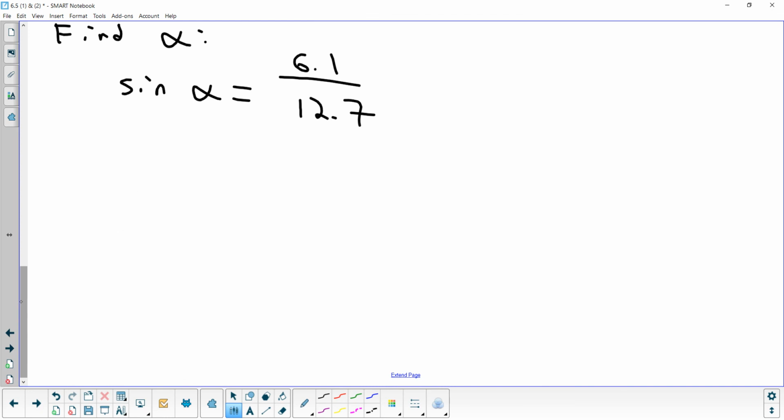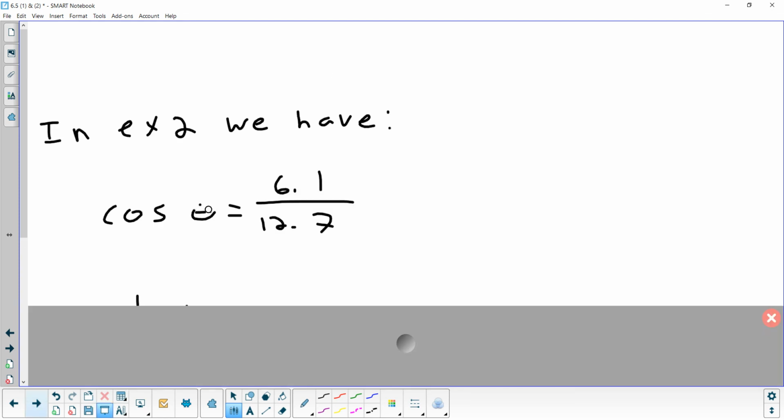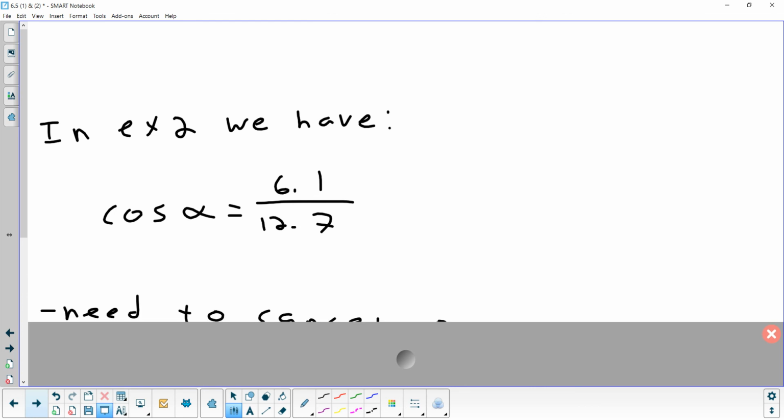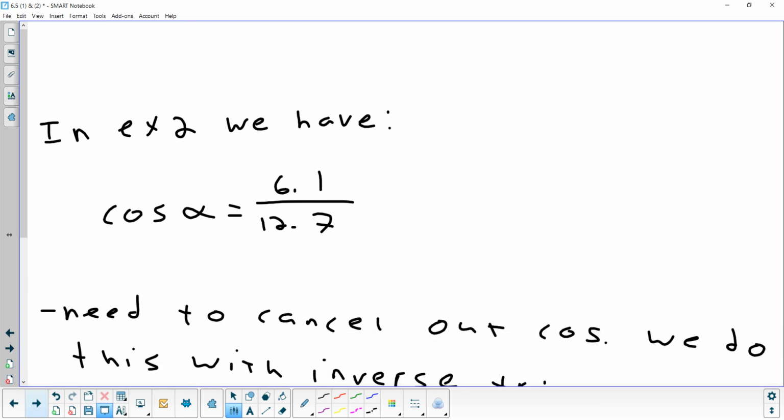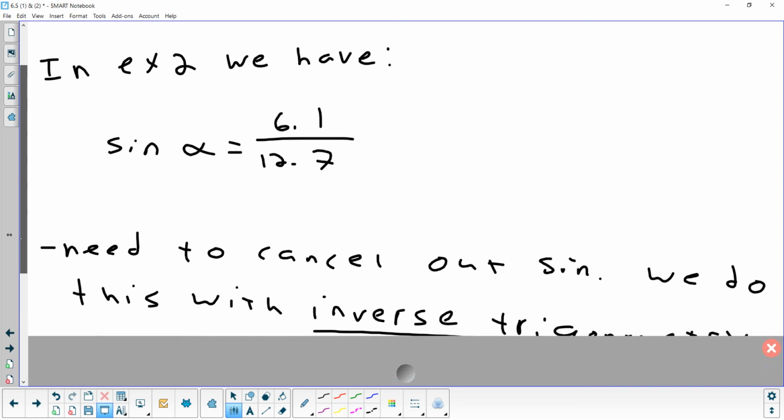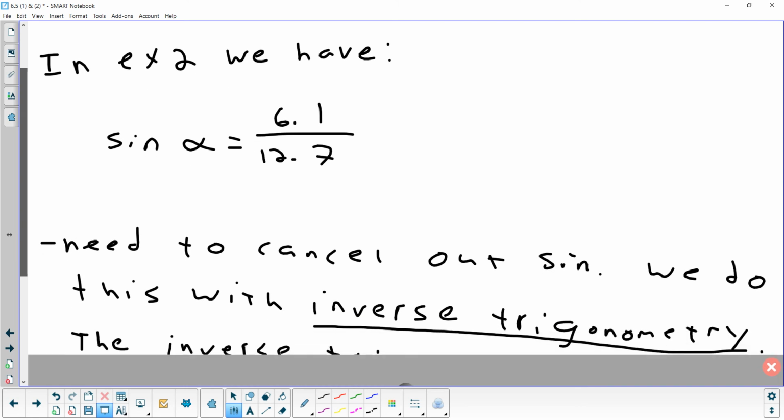Well, let's take a look at this a little bit more. So we have sine of alpha equals 6.1 over 12.7. We need to cancel out, again, I did this a little differently before, but the way we did it is fine. We need to cancel out sine. Just like you'd need to cancel out a square root. The way we cancel out sine is to use inverse trig. Inverse trig is the opposite, or it's the inverse of regular trig.